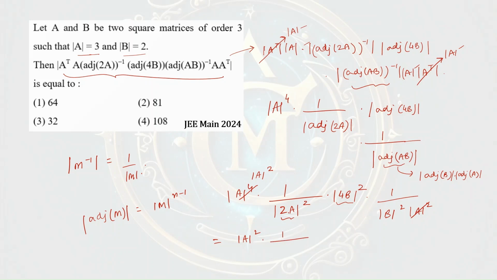1 over, if I pull out this 2, it becomes 2 cube, but there is a whole square. So it becomes 2 to the power 6 into determinant of A whole square times, this becomes 4 cube raised to the power 2. So this becomes 4 to the power 6 times determinant of B square divided by determinant of B square. So these get cancelled, these get cancelled. This becomes 2 to the power 6, which is equal to 64. So our correct option in this question will be option 1.